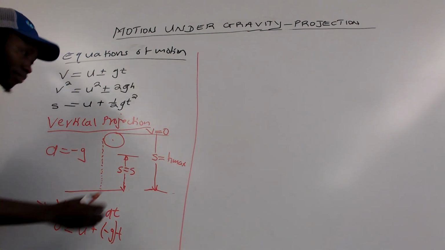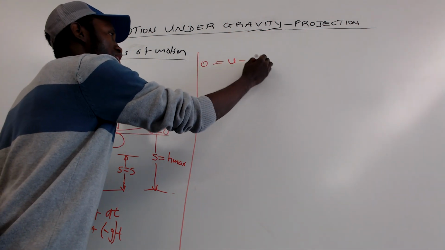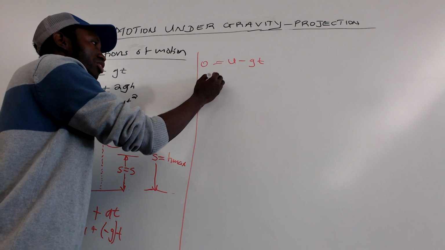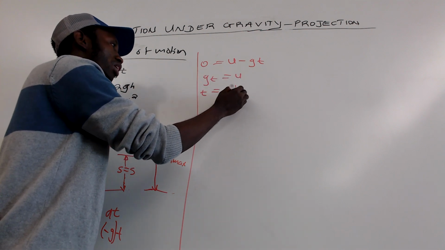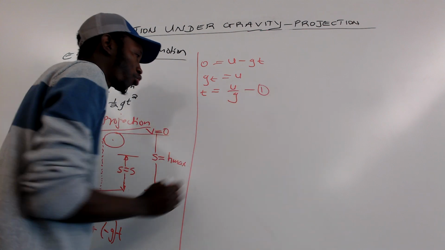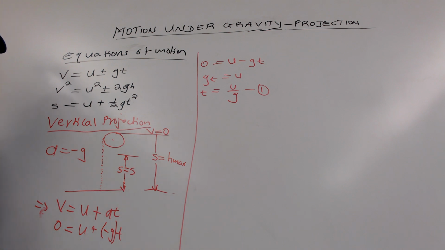If we simplify further, we have 0 equals U minus GT. If we transpose, we have GT equals U. We make T the subject: T equals U all over G. This is one equation. We consider it to be equation 1. This equation is one of the formulas we are going to use to solve any problem that has to do with an object which is projected vertically.